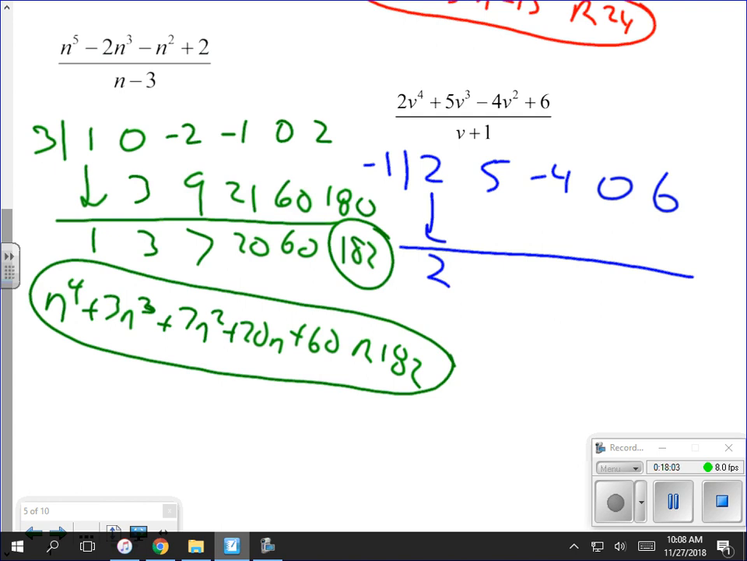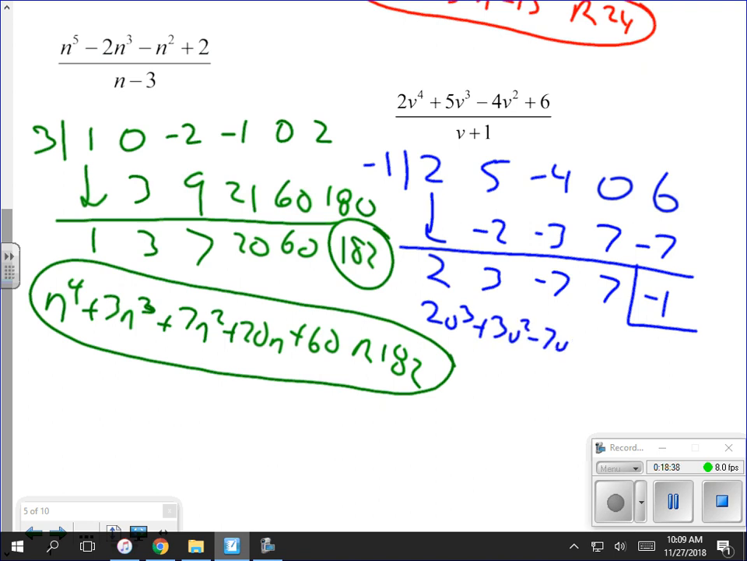Multiply, add, multiply, add, multiply, add, multiply, add. -1 times 2 is -2. Add them together. I get 3. -1 times 3 is -3. Add them together. I get -7. -1 times -7 is 7. Add them together. I get 7. -1 times 7 is -7. Add them together, I get -1. That's my remainder. My original problem started with v to the fourth, so my first term is 2v cubed plus 3v squared minus 7v plus 7 with a remainder of -1.